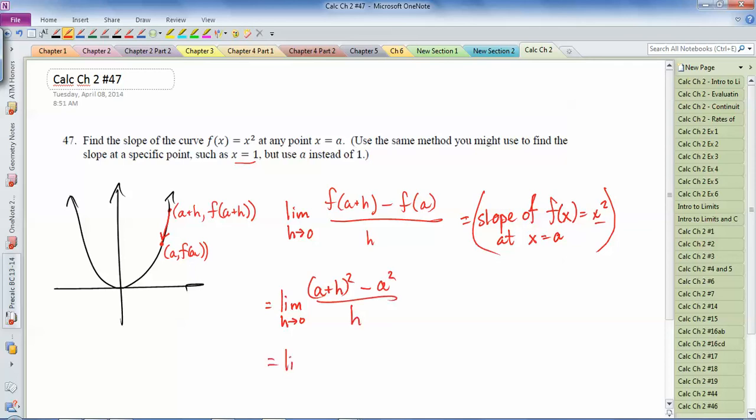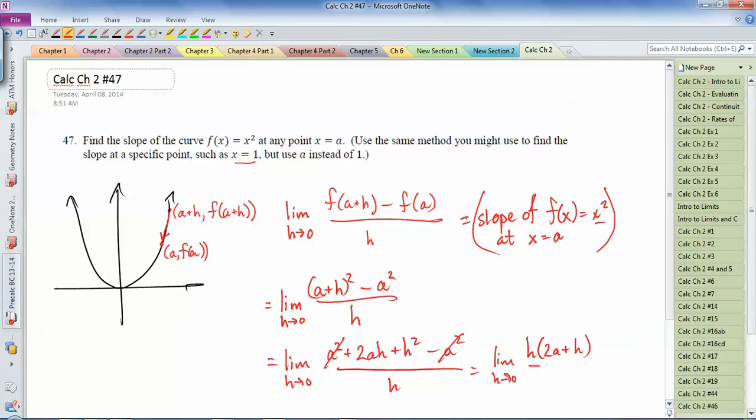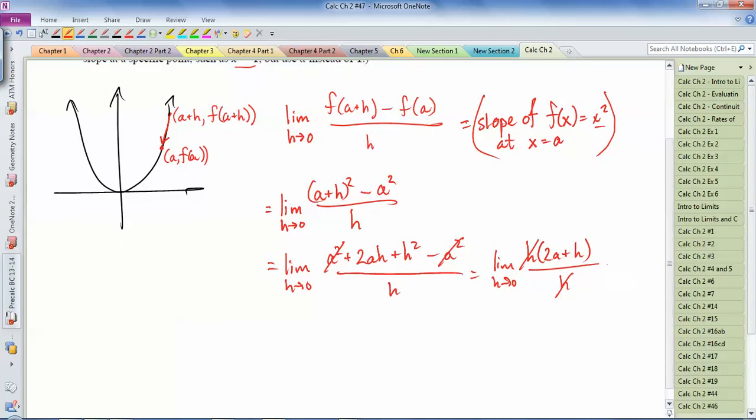And then if I work that out a little bit more, I get a squared plus 2ah plus h squared minus the other a squared, all over h. So these guys cancel. And then I can factor out an h from the top: h times 2a plus h, all over h. Then these guys cancel. And at this point, I can plug in h equals 0, and I get 2a.